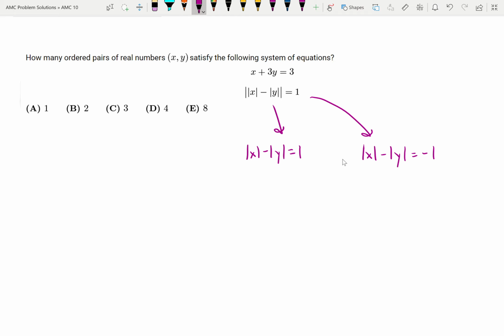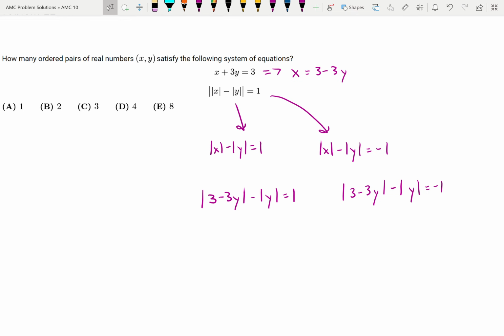And also, I'm going to rearrange this equation such that I get x is equal to 3 minus 3y. So I'm going to plug that value into x for each of these equations. So we're going to get absolute value of 3 minus 3y minus absolute value of y equals 1. And then also absolute value of 3 minus 3y minus absolute value of y is equal to -1. So I'm going to start by just plugging in values.